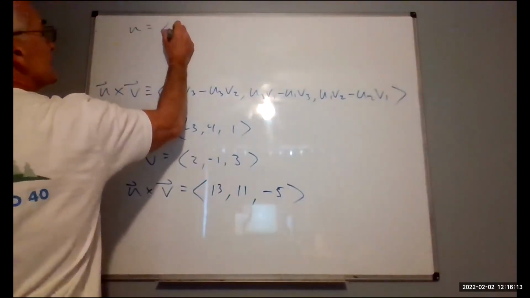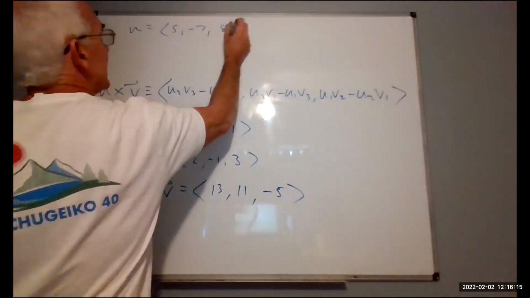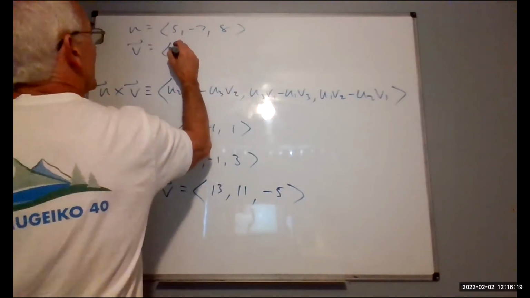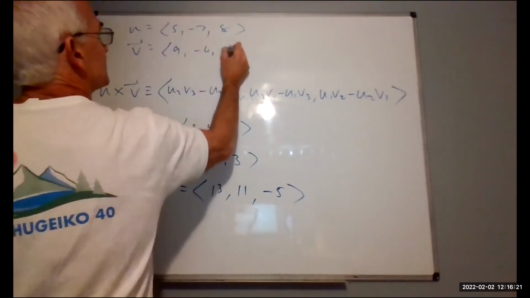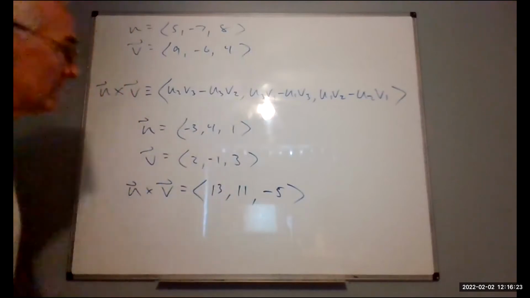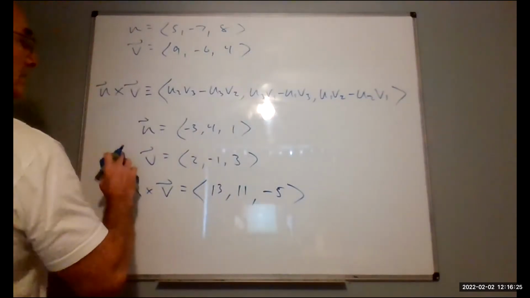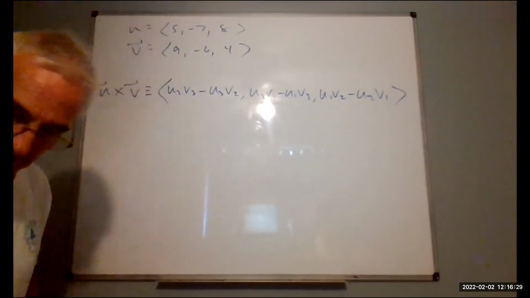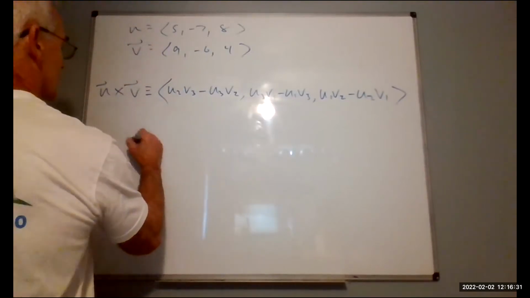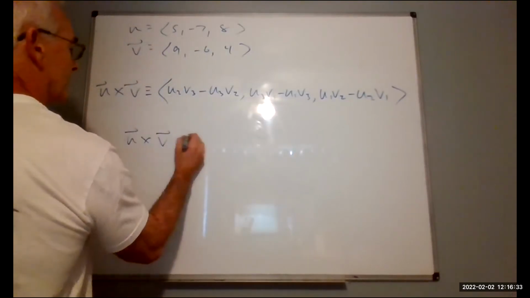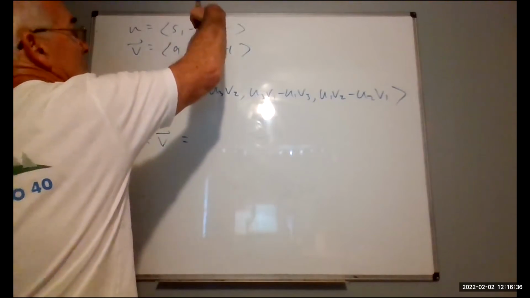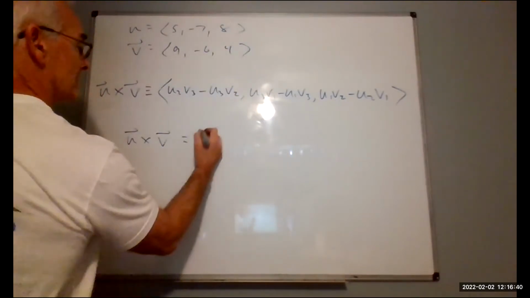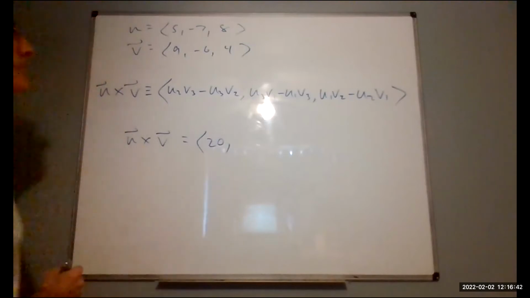Vector U is 5, -7, 8. I'll make them a little bigger. Vector V is, how about 9, -6, 4. I'll erase this. So U cross V. -28 minus -48. So that would be +20.